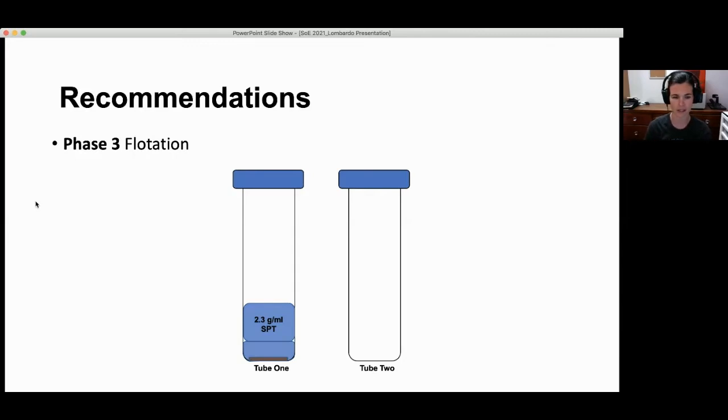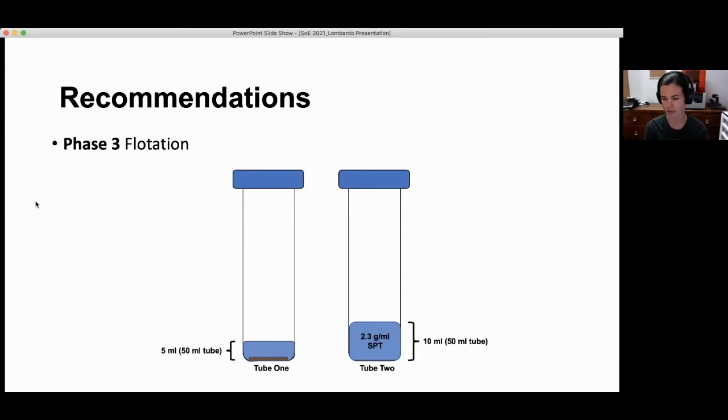Following centrifuging, the phytoliths will be suspended in the liquid here in the top. You're then going to pipette 10 milliliters of this SPT, the floating fraction, which contains your phytoliths, into your second tube. This leaves 5 milliliters of our initial SPT in tube one. And we're going to repeat this twice for a total of 3 times.